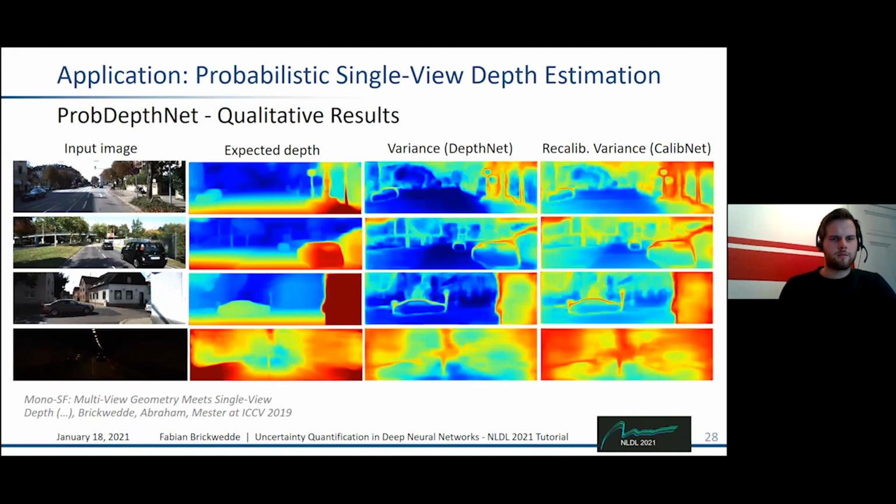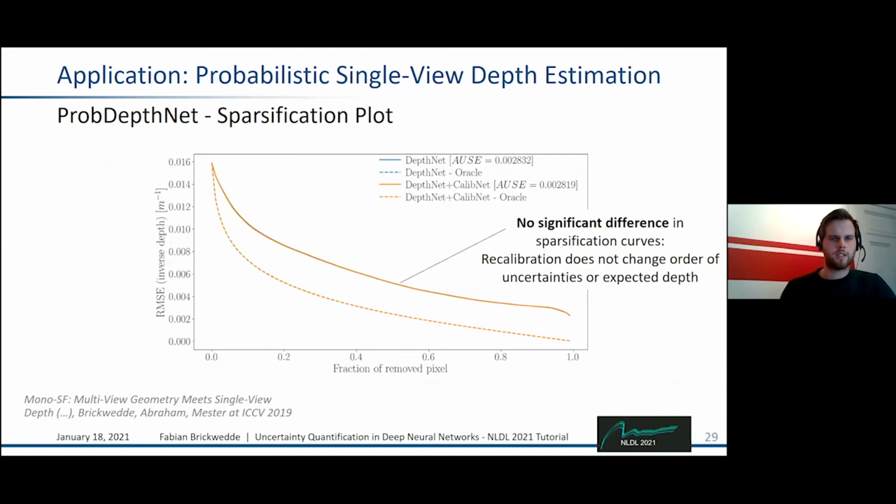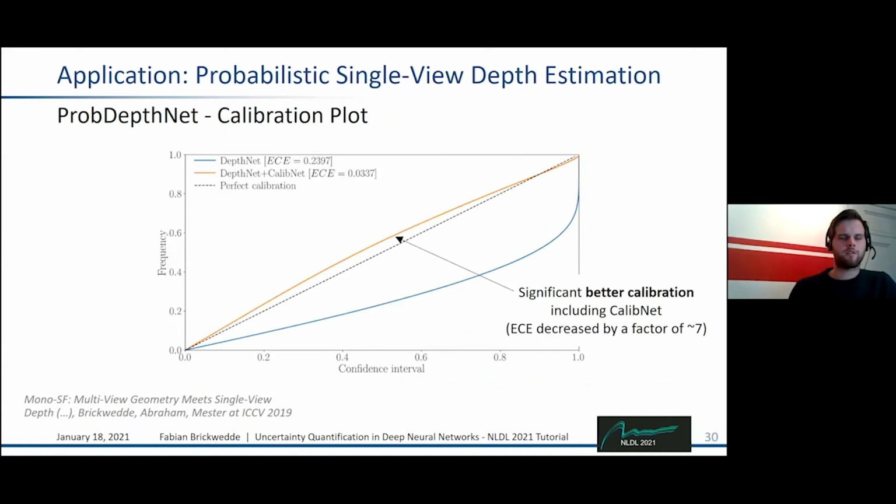So finally, I want to show you visually what happens, including this recalibration technique. You basically see that the variances get much higher, and this is also plausible because this DevNet was shown to be overconfident, so increasing the variances is plausible. If you look at the sparsification plot, it basically does not change, because the sparsification plot does not address the calibration. But if you look at the calibration plot, you see that the calibration, including this CalipNet, gets much better, and also the expected calibration error decreases by a factor of 7.